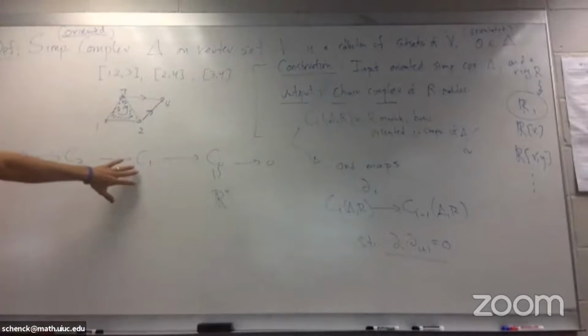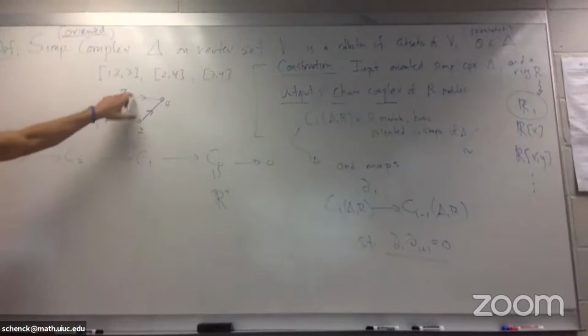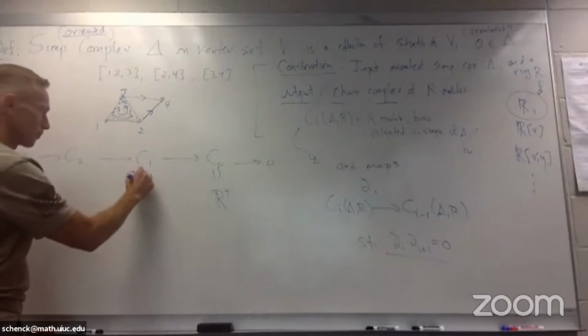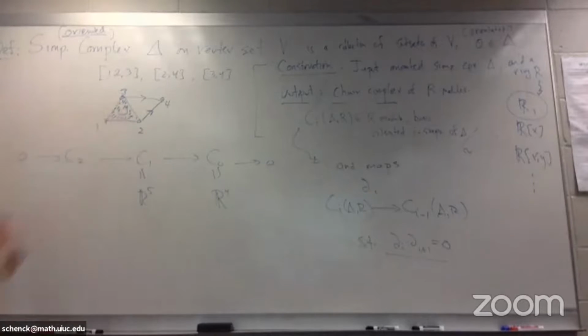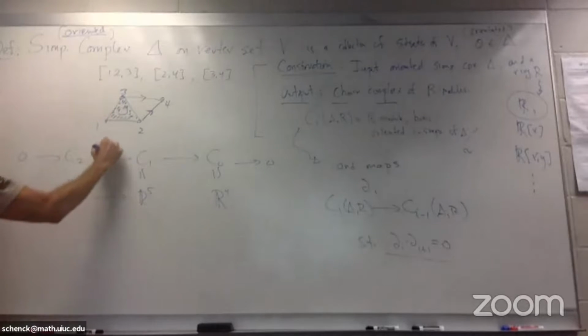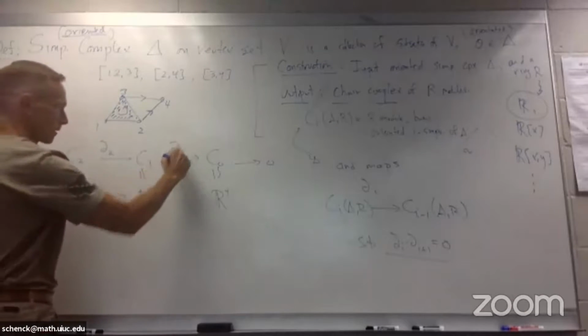So for C1, we have 1, 2, 3, 4, 5 edges. So this will be isomorphic to R to the 5th. And then we only have a single triangle, so this will just be an R. And then I have these maps. This would be boundary 2. This would be boundary 1.